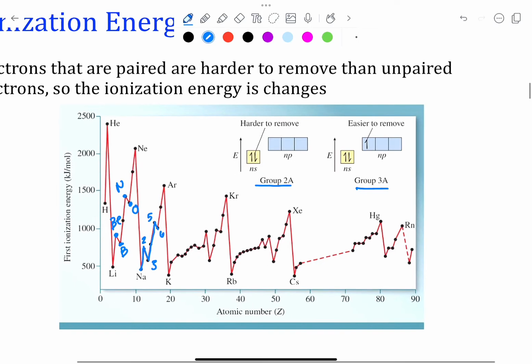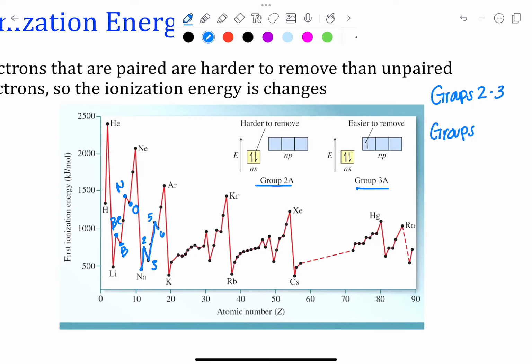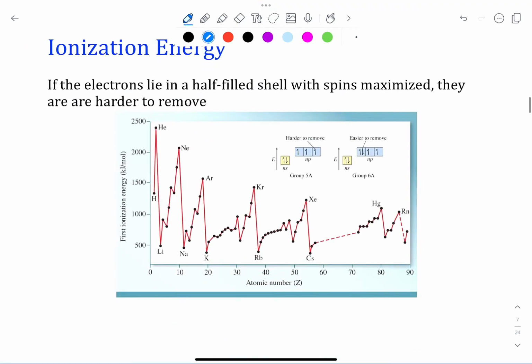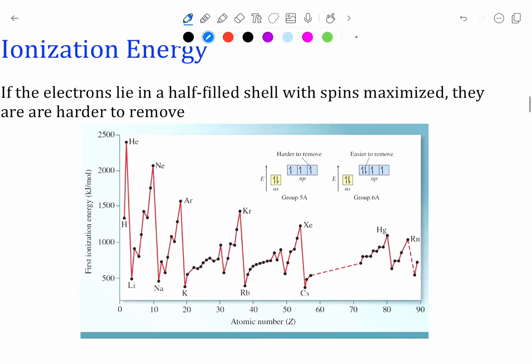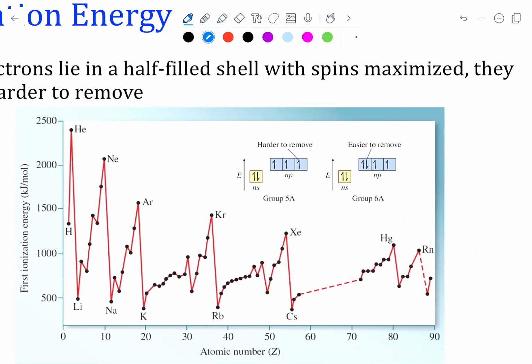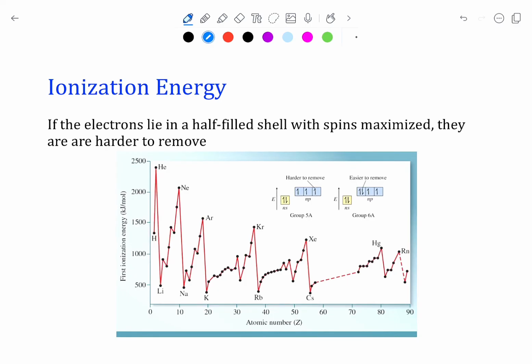Okay, so this is just prevalent in groups 2 to 3 and groups 5 to 6. Okay, so this is again the other oxygen-nitrogen example. The electrons that lie in a half-filled shell with spins maximized, so that's our Hund's rule, we want to maximize our spin, are harder to remove. Okay, so here's nitrogen, and here's oxygen, which again happens right there.